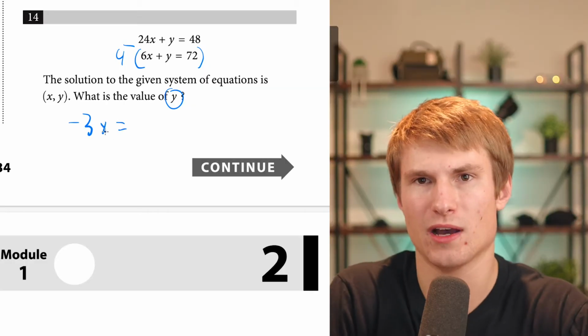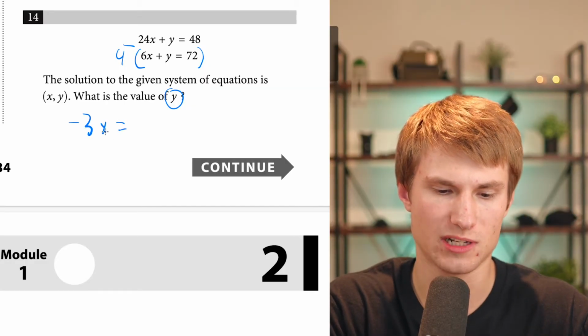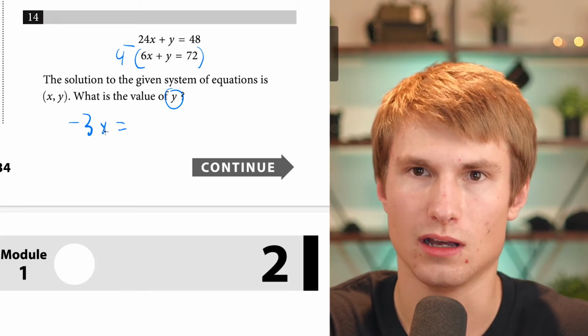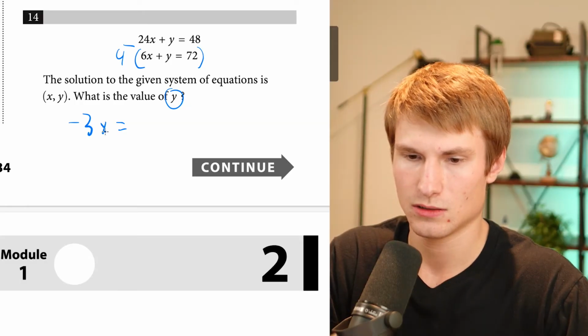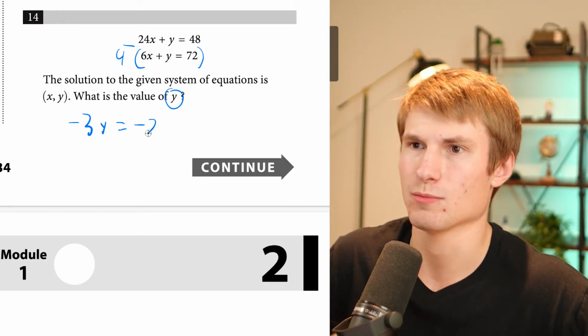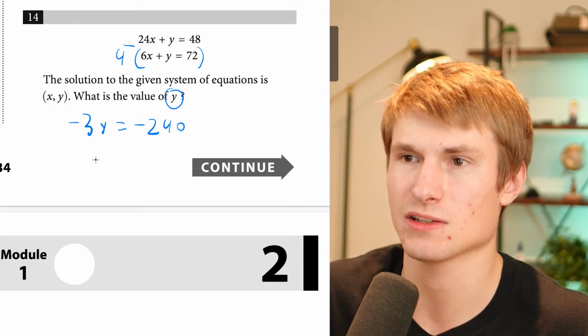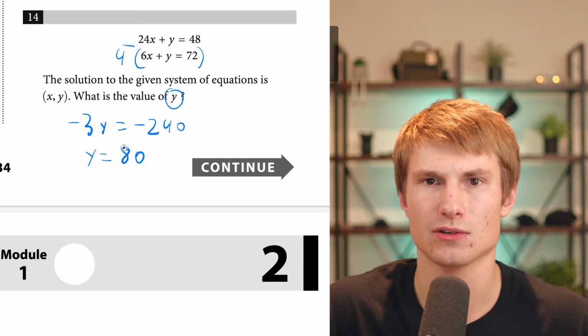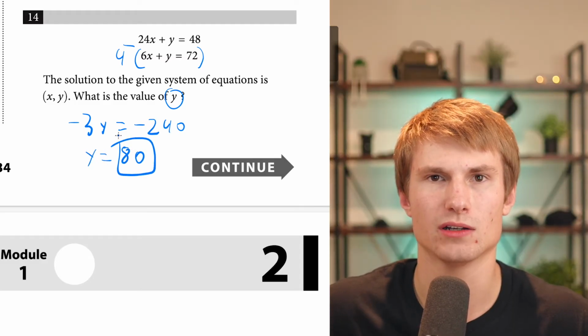Then we have 48 minus 4 times 72. Let me go ahead and put in 4 times 72 on my calculator. So that'll give me 48 minus 288, which will give us -240, so equals -240. From there, our negative signs will cancel, and then we'll have 240 over 3, which means that y must equal 80. So our answer there would have to be 80, and we can go ahead and move on to the next question.